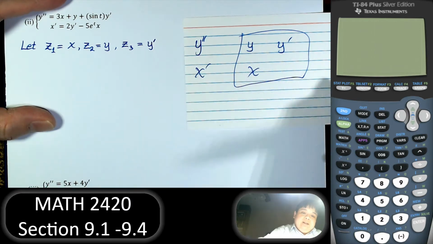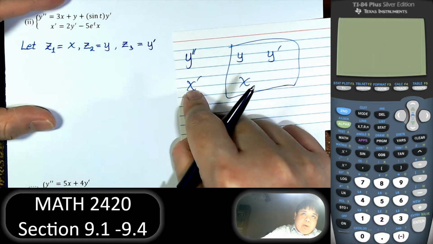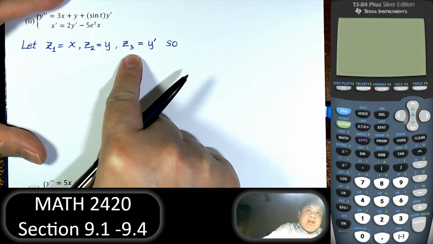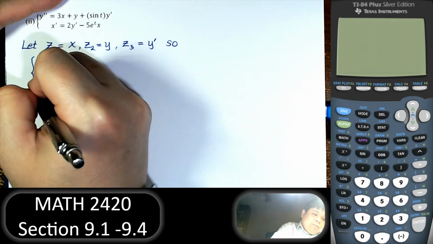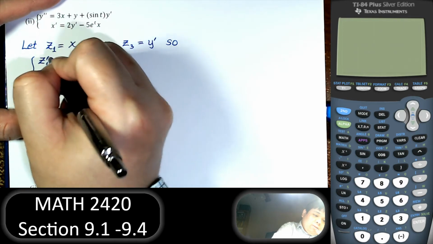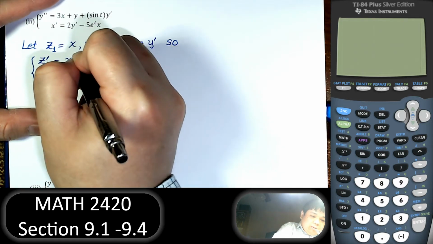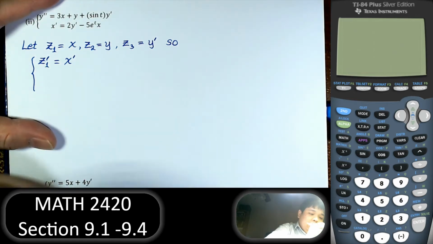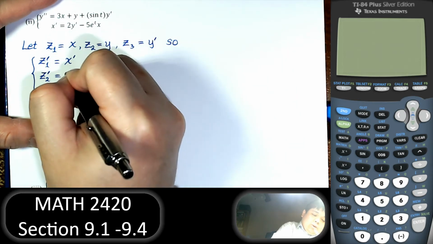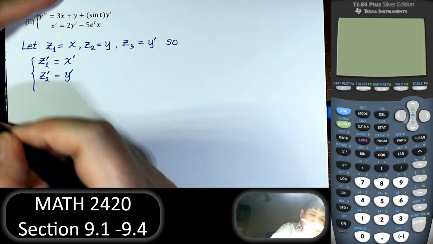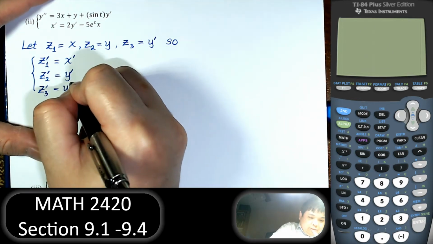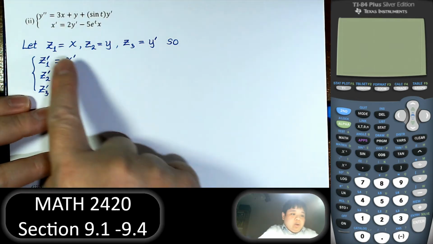Right, so that's all we need. Then we can write in terms of y double prime and x prime. Now next we take derivative on both sides and put that in the system equation. z1 prime is equal to x prime. z2 prime is equal to y prime. z3 prime is equal to y double prime. Right, so we write like that.